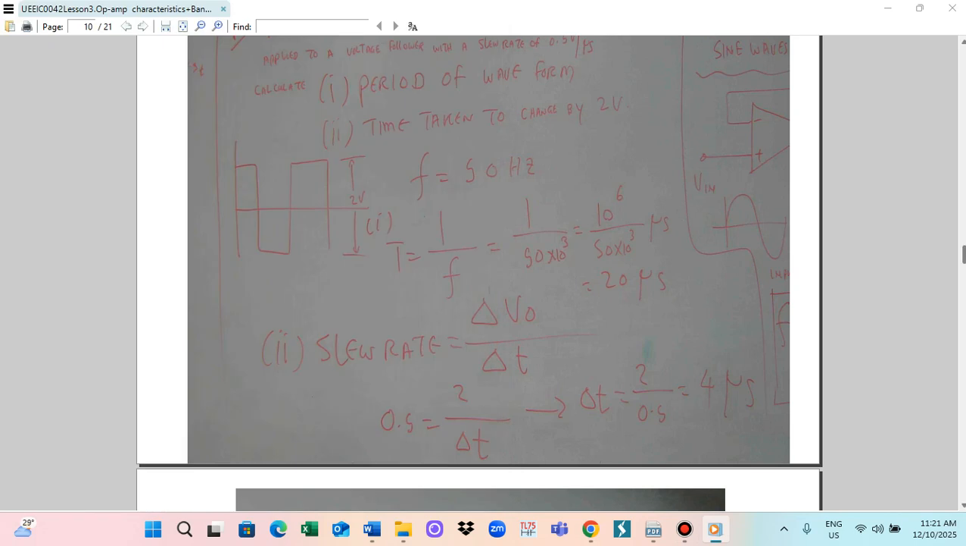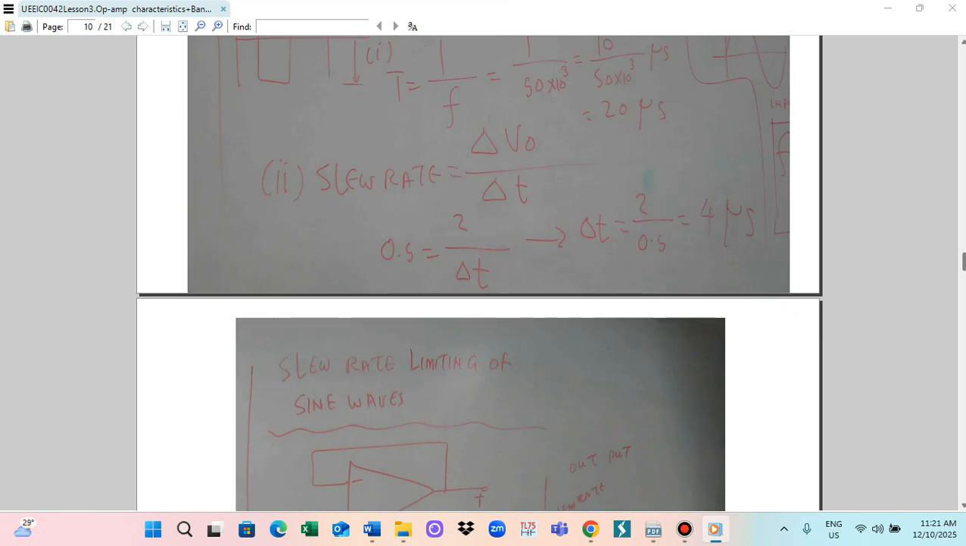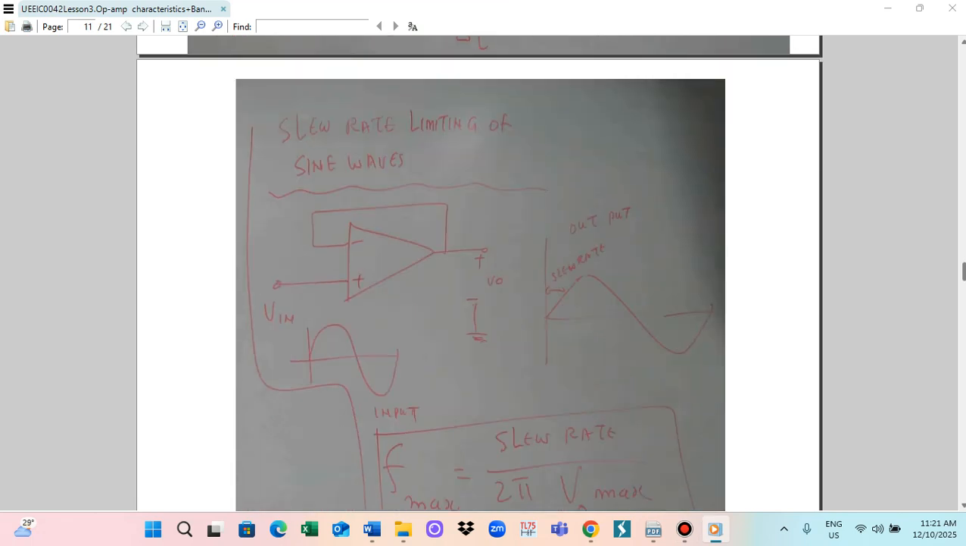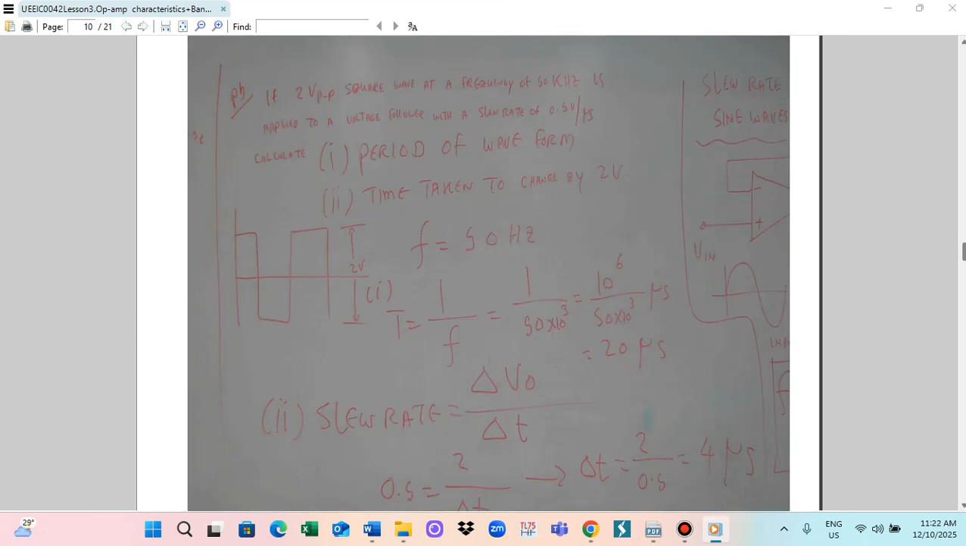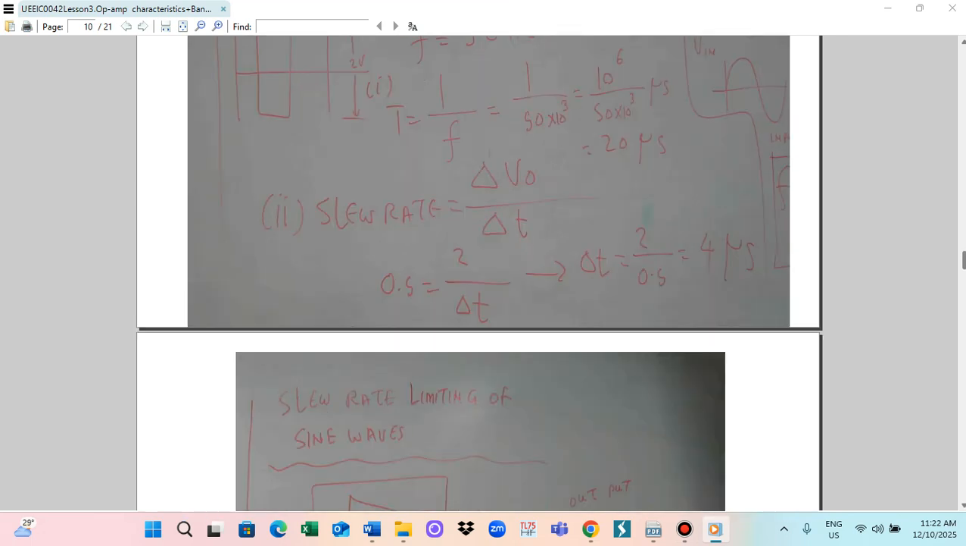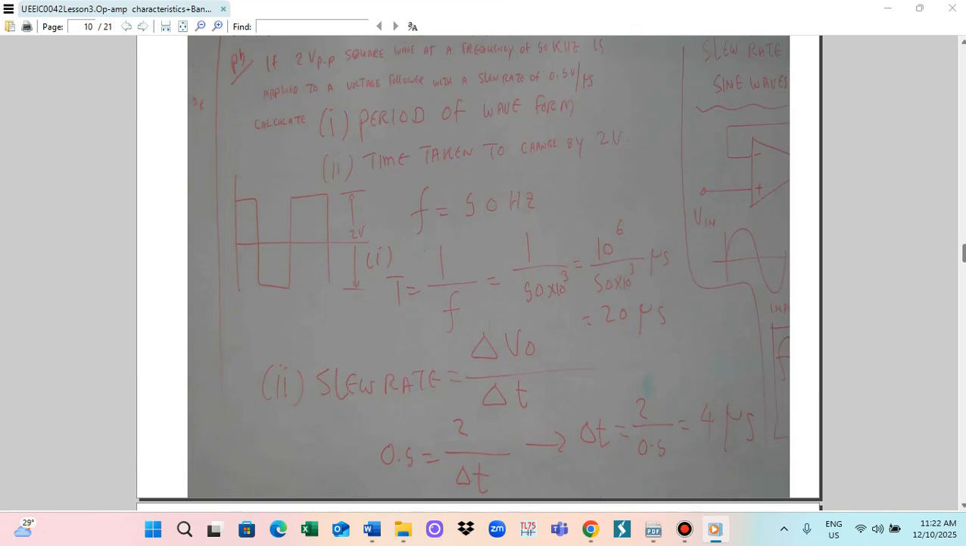A microsecond is required to change the slew rate. Okay, now I talk about the slew rate for the square waveform. For a square waveform, the output will be trapezoidal. The input is a square, but the output will not be square. So there is a little slope here.